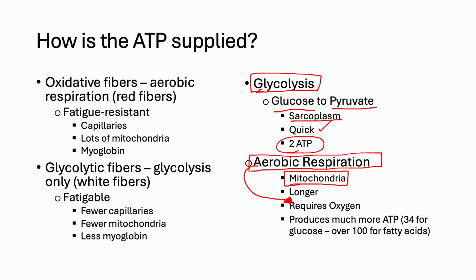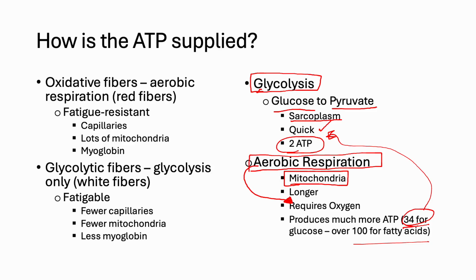However, we get lots and lots more ATP generated than we would through glycolysis alone. Glycolysis is actually the beginning step of aerobic respiration, but we continue on through many steps and we require oxygen. For one molecule of glucose, we get about 34 ATPs as compared to 2 for glycolysis. How much ATP we get varies depending on the nutrient source. For some fatty acids, we may get over 100 ATPs generated for a particular fatty acid.